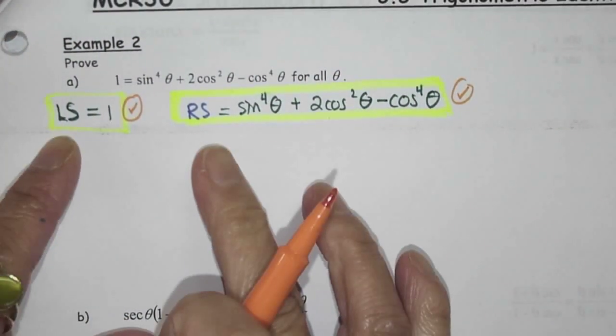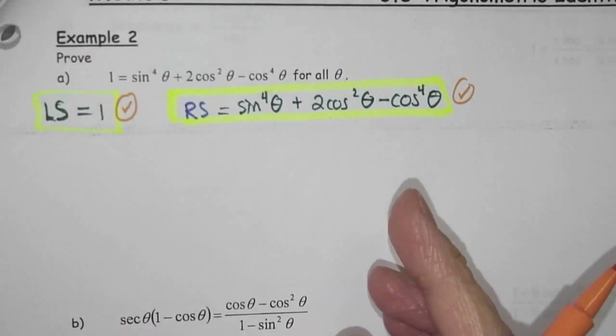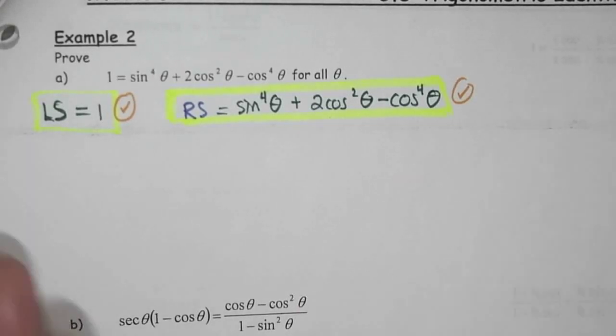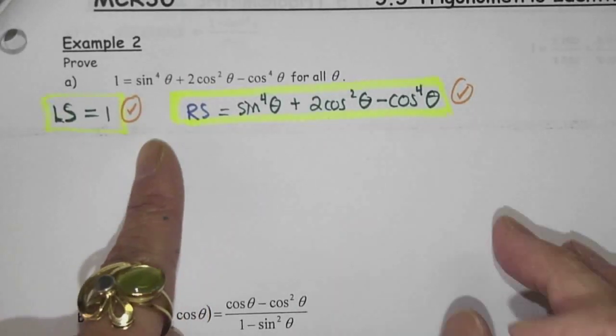And look, I separated left side and right side. Do not put the equals in the middle. I can't. Okay, that means you're not proving it. You left it in the middle. You're saying that they equal. I want you to prove that they're equal. So you have to separate it.